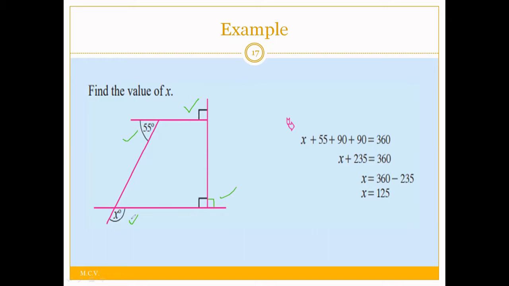Now write the equation: x plus 55 plus 90 plus 90 equal to 360, because the sum of the 4 exterior angles of a quadrilateral is 360. The sum of these three angles is 235. So x plus 235 is 360. Now subtract 235 from both sides, then you will cancel this one. Here 360 minus 235, that answer is 125.